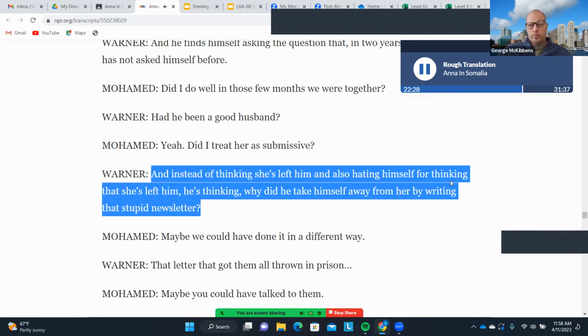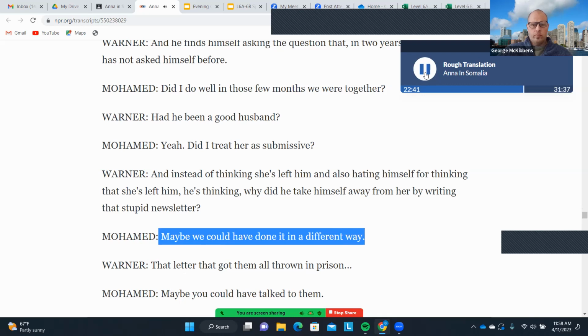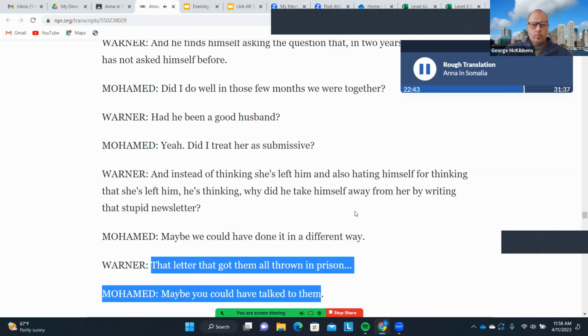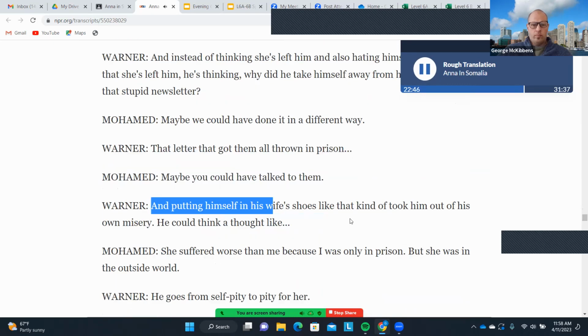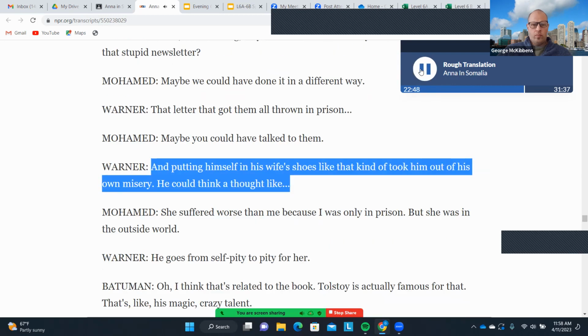And instead of thinking she's left him and also hating himself for thinking that she's left him, he's thinking, why did he take himself away from her by writing that stupid newsletter? Maybe we could have done it in a different way. That letter that got them all thrown in prison. Maybe we could have talked to them. And putting himself in his wife's shoes like that, it kind of took him out of his own misery.